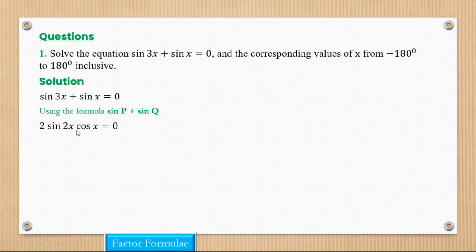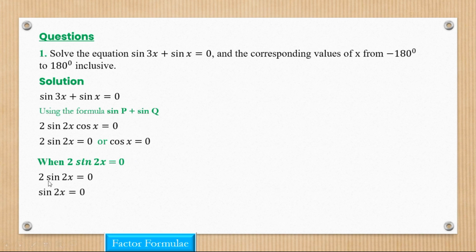Now that we have it like this, it's going to be simpler to work with. As you can see, it's clear that we can either say 2 sine 2x is equal to 0 or cos x is equal to 0, because these are just two values multiplying each other. So each one of them can equate to 0. When 2 sine 2x is equal to 0, let's first deal with this. We can divide by 2 on both sides. 0 divided by 2 is 0.